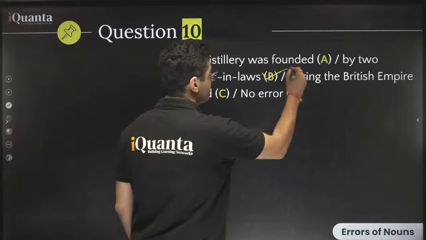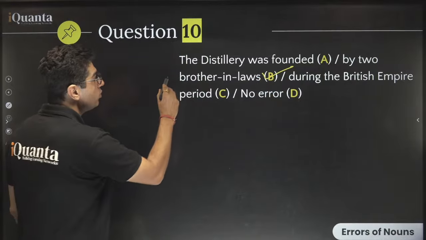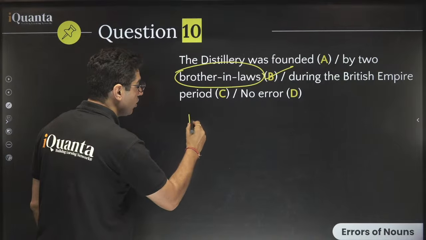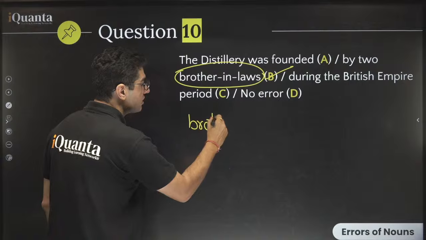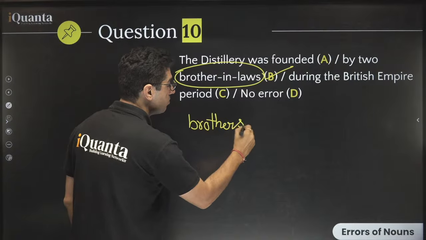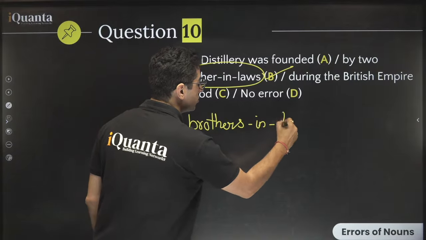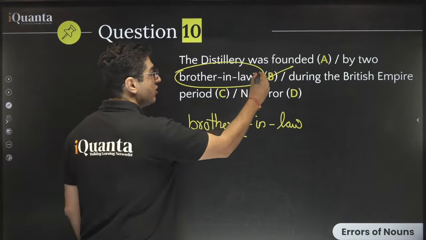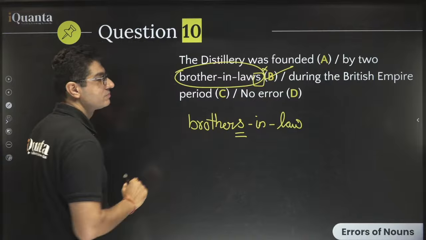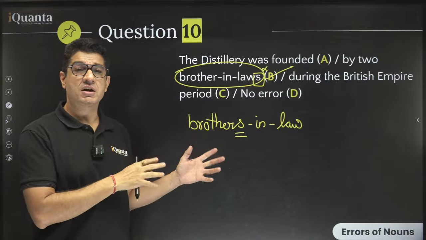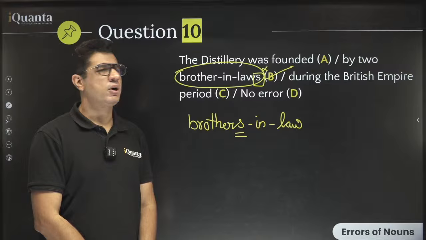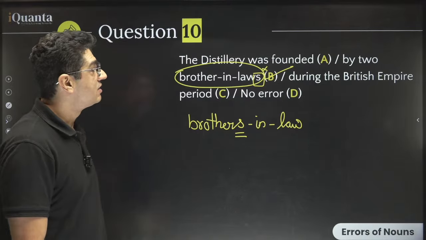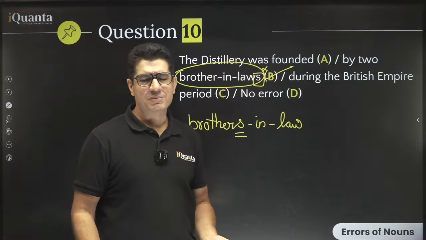Yes, the correct answer is B. The plural of brother-in-law is not brother-in-laws. The plural of brother-in-law is brothers-in-law. So the S should be here and not here. So it ends up using a wrong plural form, and that is why part B is the one which is incorrect. Was founded is absolutely okay.